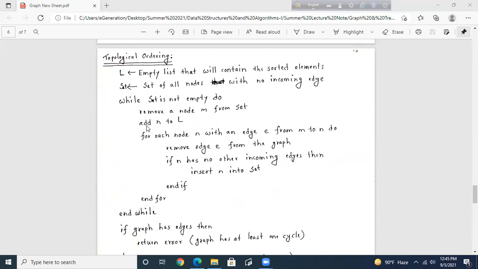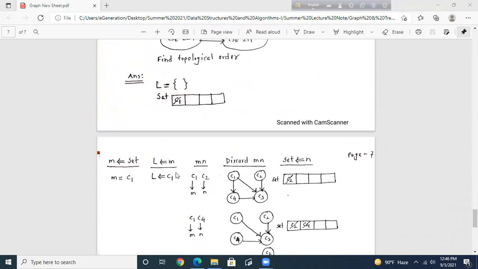Now, dear student, add M to L. Here, I already told you there is a mistake, because instead of M, I have written M here. This is the mistake. So add M to L. It tells you to put m in l. So I have to insert m. M means our c1. So c1 should be inserted into l. That I have written here.